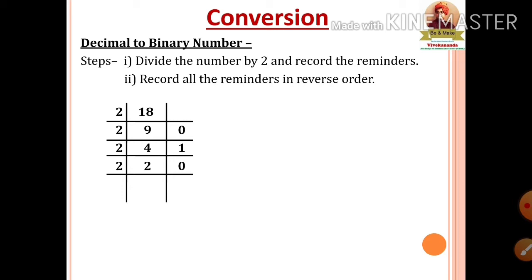We are going to keep on continuing this division till the last remainder. So again we are going to divide number 2 by 2 and we will get the result as quotient 1 and remainder 0. Okay, up till this are you able to understand how we have divided the numbers? Now the second step is record all the remainders.